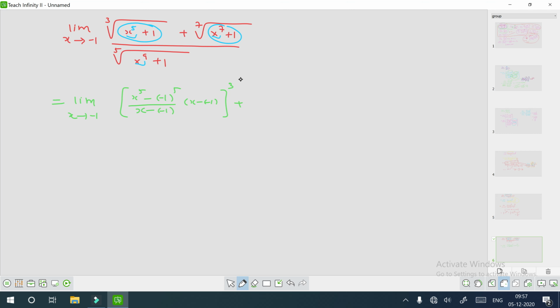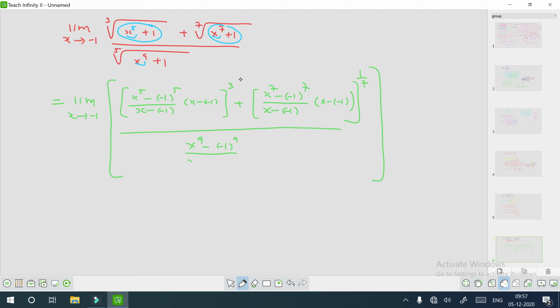Plus x raised to 7 minus (minus 1) raised to 7 over x minus (minus 1), into x minus (minus 1) raised to 1 by 7. And denominator quantity x raised to 9 minus (minus 1) raised to 9 over x minus (minus 1), x minus (minus 1) whole raised to 1 by 5.